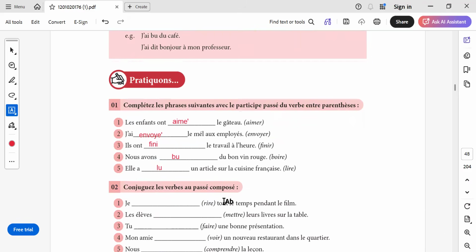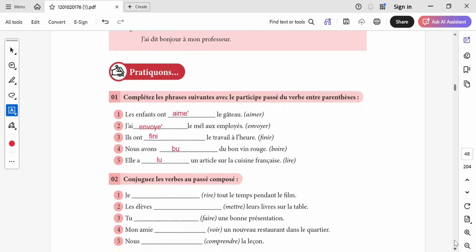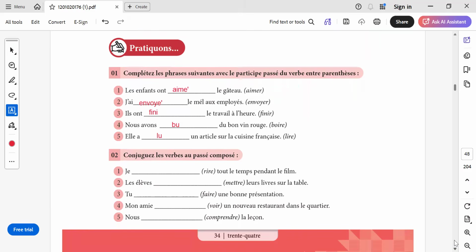Now, in exam, they will not give you the avoir conjugation. You have to remember that this verb is with avoir. Most of the verbs are with avoir in passé composé. There are very few verbs. We'll soon learn those verbs also. The movement verbs, those are with être, like entrer, rentrer, arriver, sortir. All those verbs are with être.